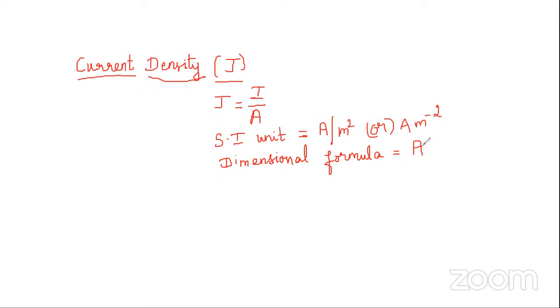Yeah, but here it is in the denominator, right? So this will be L power minus 2. Okay, the dimensional formula is equal to A into L power minus 2. So this is the dimensional formula for current density.